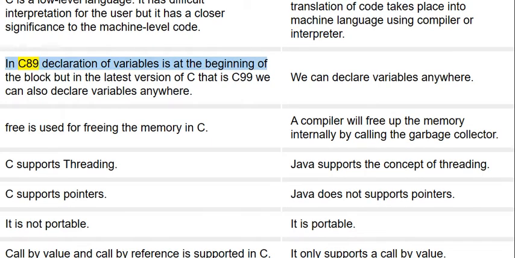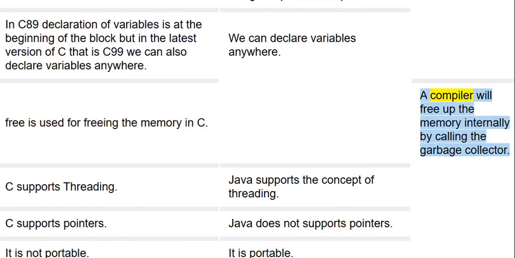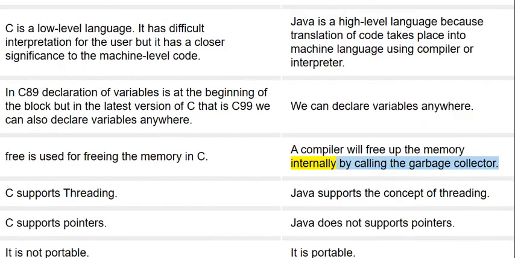In C89, declaration of variables is at the beginning of the block, but in the latest version of C, that is C99, we can also declare variables anywhere. Free is used for freeing the memory in C. Java will free up the memory internally by calling the garbage collector.